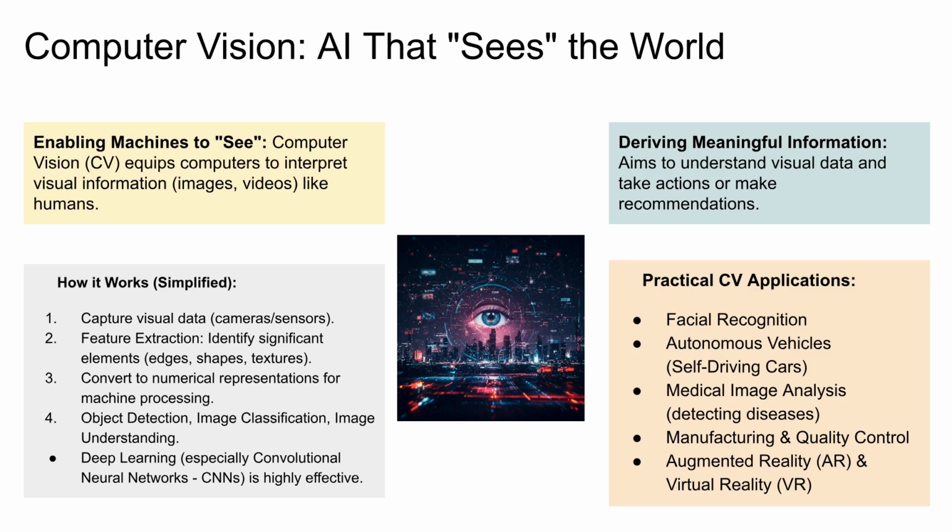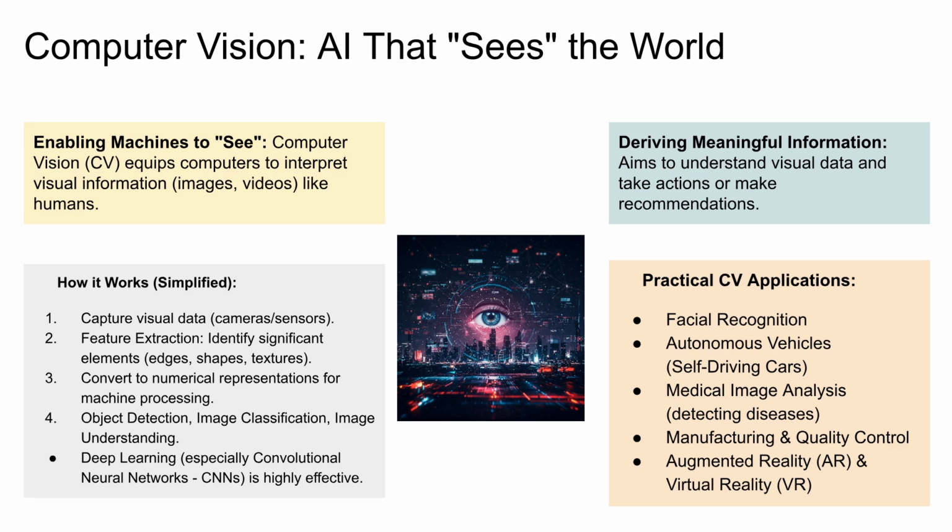It starts with capturing visual data through cameras, then feature extraction identifies significant visual elements like edges and shapes. These features are converted into numerical representations. Subsequent steps can include object detection, finding specific objects, image classification, like categorizing an entire image, and a deeper image understanding, for example, interpreting relationships and context. Deep learning, especially convolutional neural networks, CNNs, is extremely effective for many computer vision tasks.